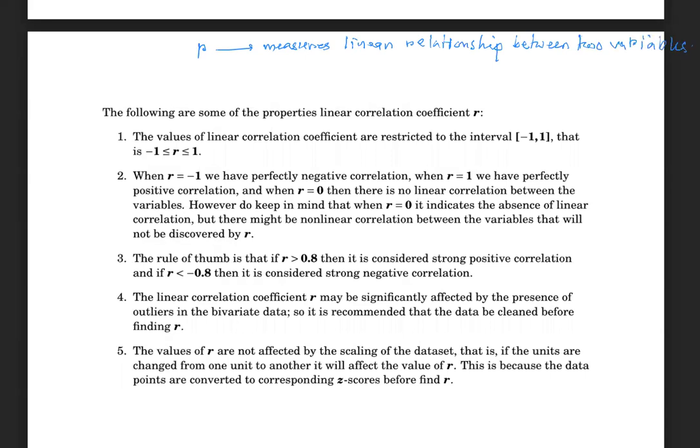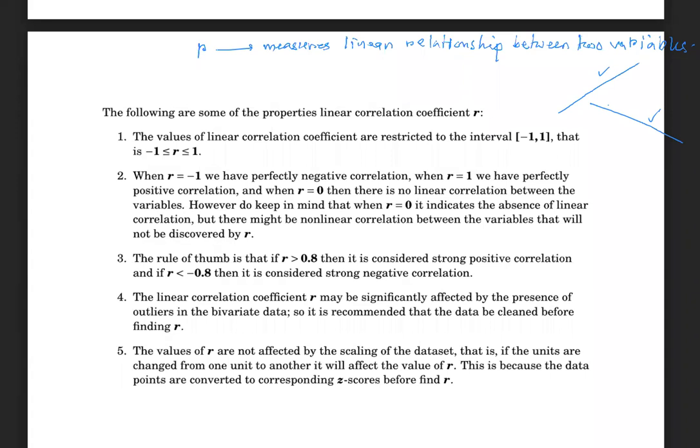It only measures linear relationship between two variables. What does it mean? It means like a straight line, like this. That's a positive correlation, or a negative correlation like this. Relationships that are linear in nature. I have given you a few examples of positive correlation.